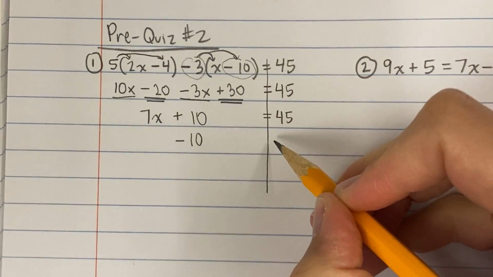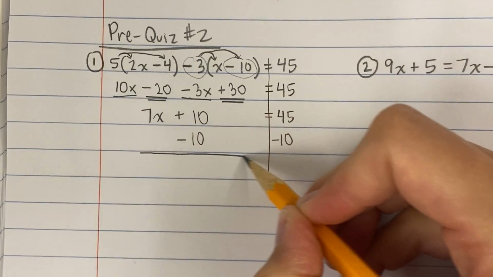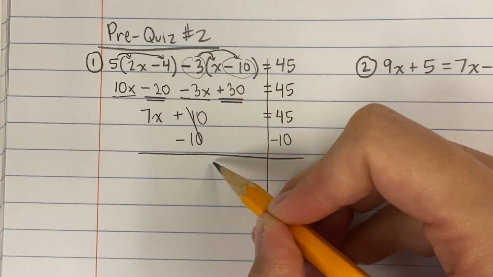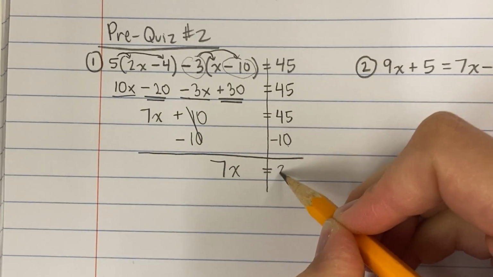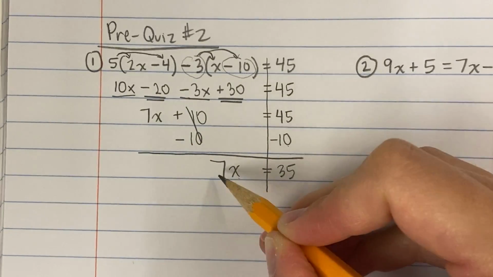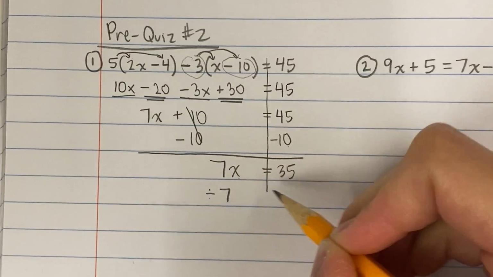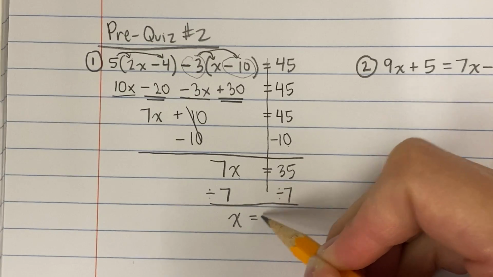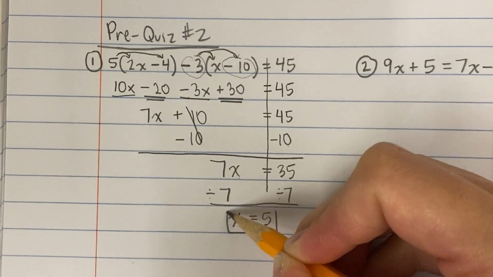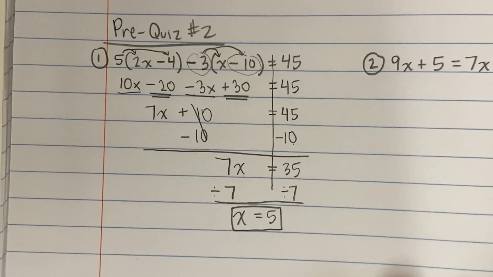I deal with my addition and subtraction first. And I'm left with 7x, right? I'm just bringing this down, equals 35. This is x being multiplied by 7. I'm going to divide by 7. I get x equals 5.